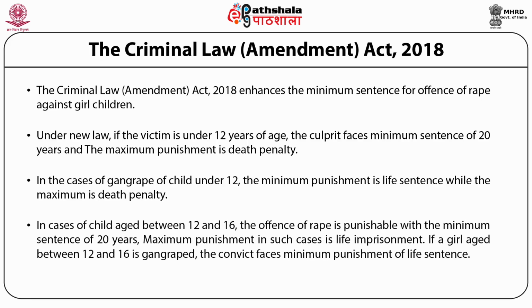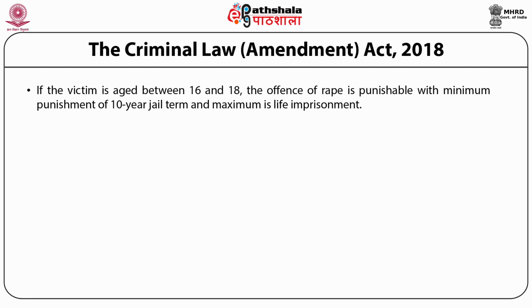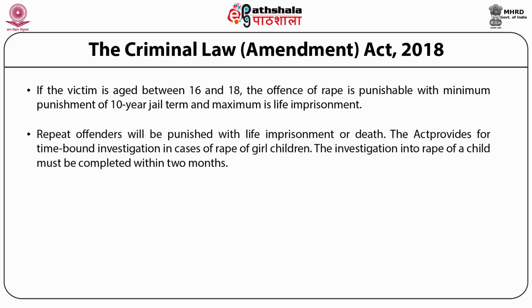In cases of a child aged between 12 and 16, the offence of rape is punishable with a minimum sentence of 20 years. Maximum punishment in such cases is life imprisonment. If a girl is aged between 12 and 16 years, and if she is gang raped, then the convict faces minimum punishment of life sentence. If the victim is aged between 16 and 18, the offence of rape is punishable with minimum punishment of 10-year jail term and maximum is life imprisonment. Repeat offenders will be punished with life imprisonment or death.